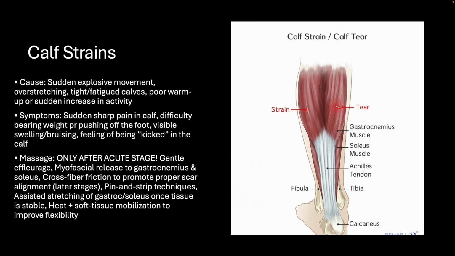Right? Calf strains. So you have strains and sprains. All right, here's a strain here and a calf tear. A calf strain would be a sudden explosive movement. The cause, sorry, I don't know what I'm reading. Overstretching, tight fatigued calves, poor warm up, right? Sudden increase in activity. It's kind of the same, right? Most of these are overuse. I think all of them are overuse unless there's a fracture, which could be just an injury.